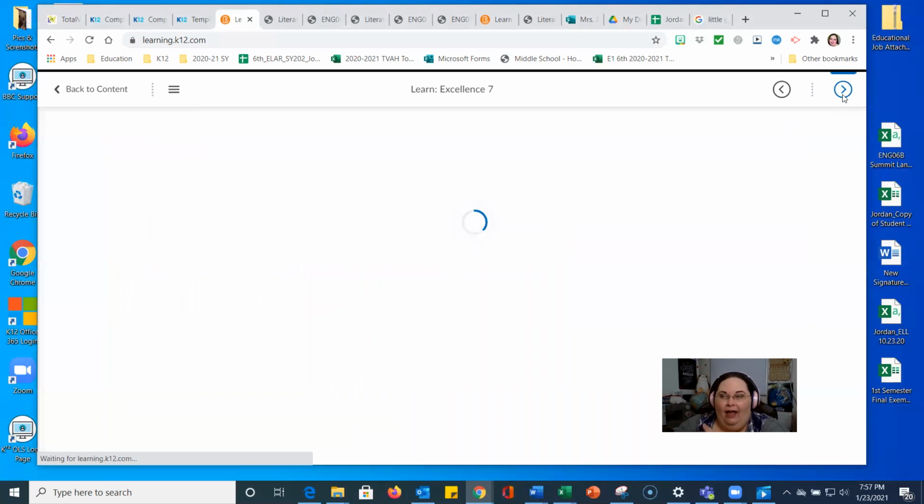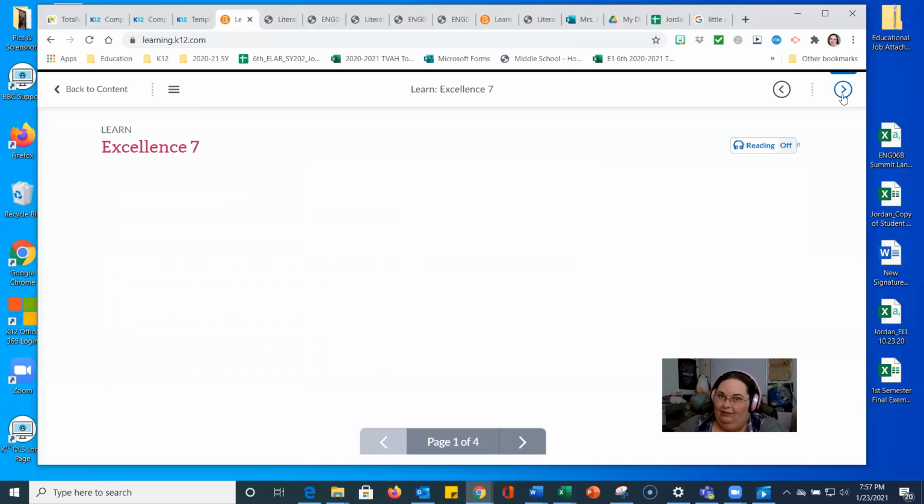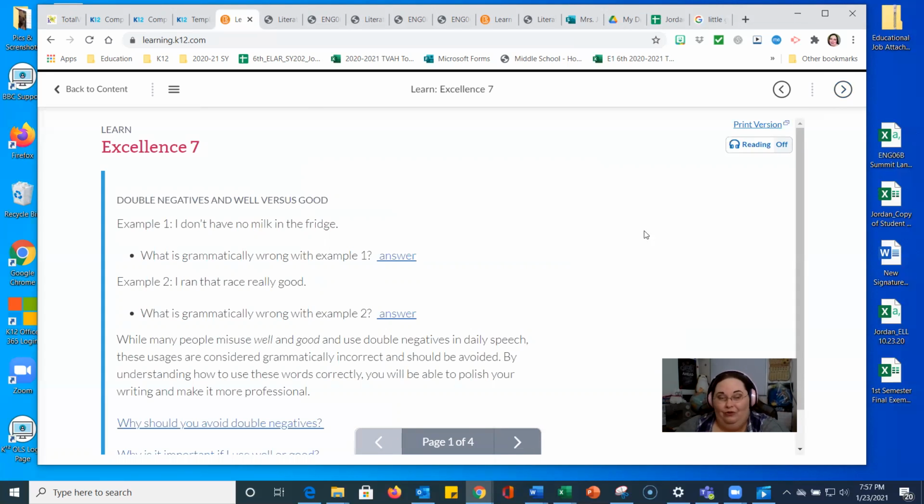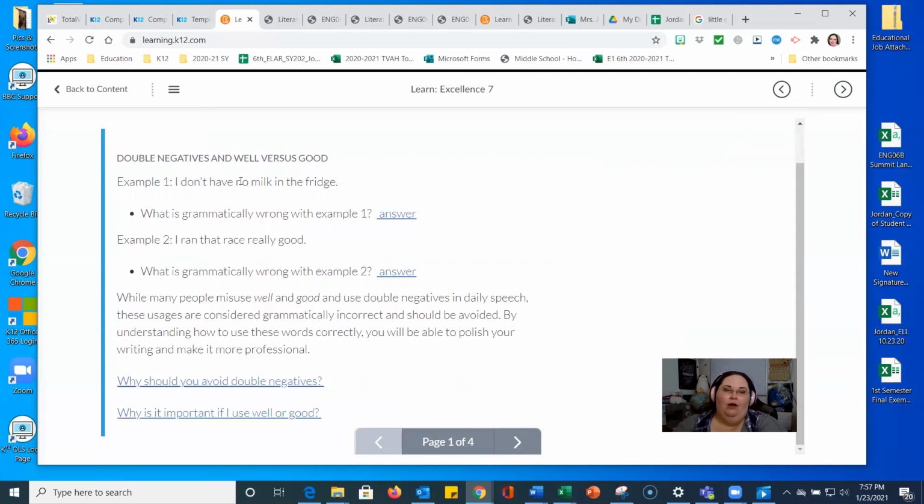All right, once you've filled that out and finished and saved it so that you can find it to use on your exam, exercise 7. Double negatives and well versus good. Example 1, I don't have no milk in the fridge. What is grammatically wrong with this example 1? Can you tell me?